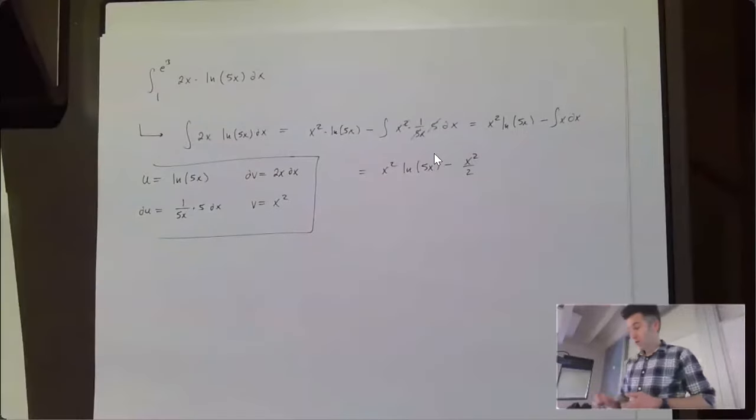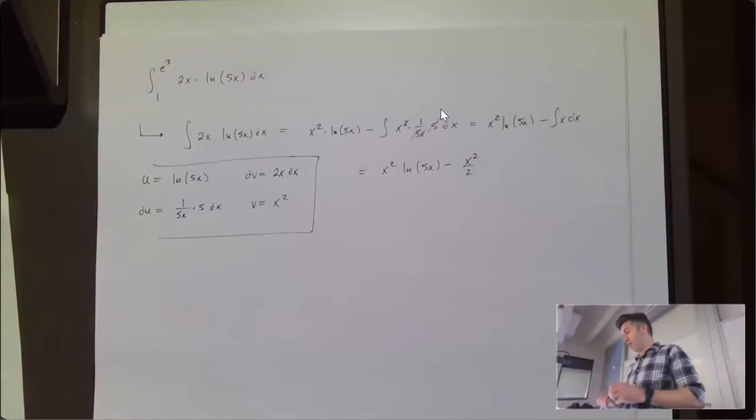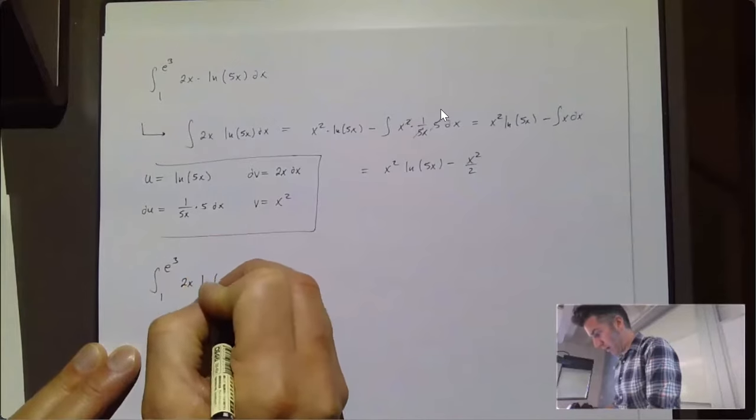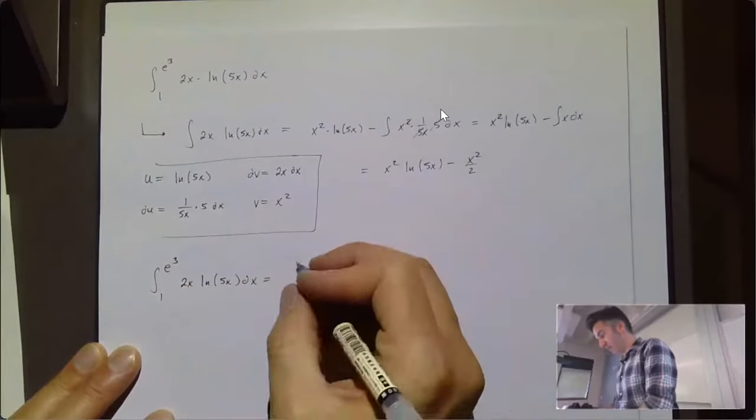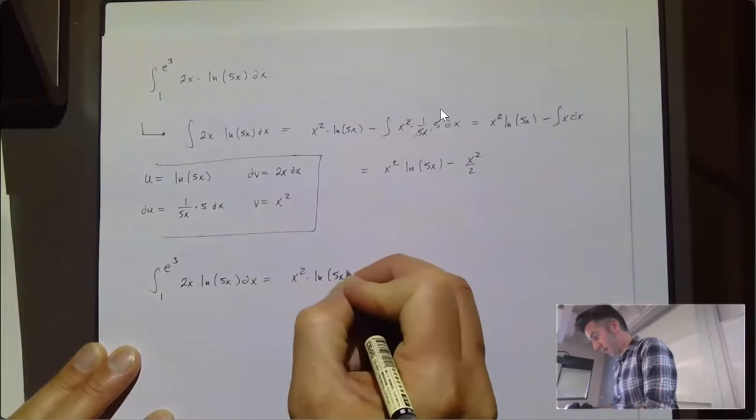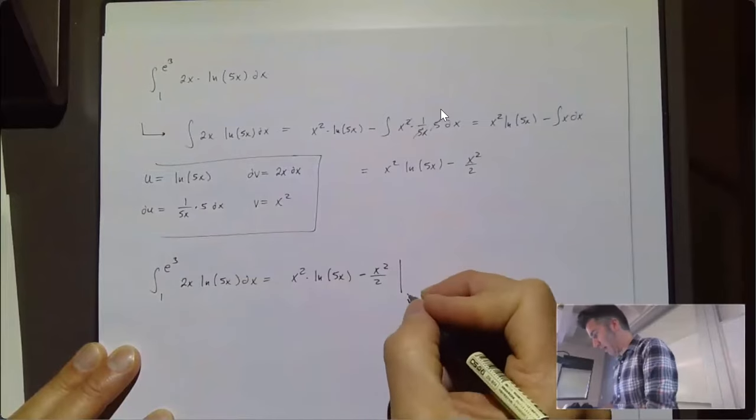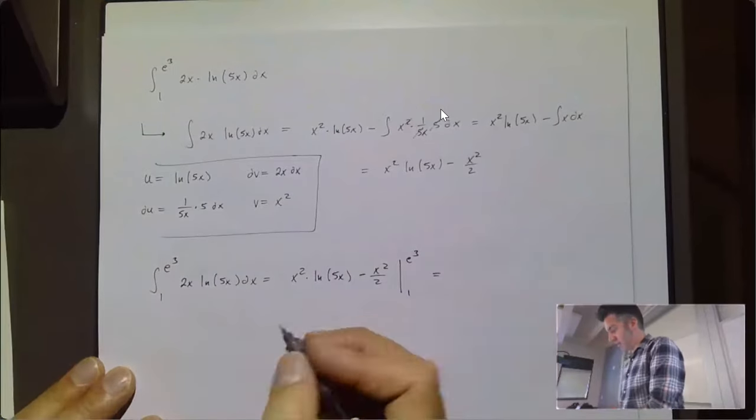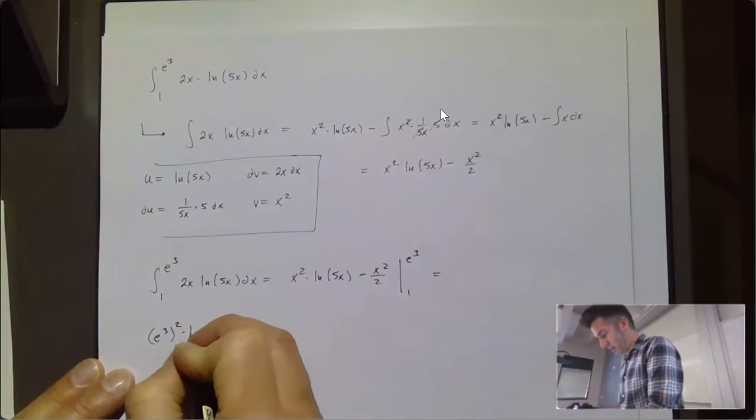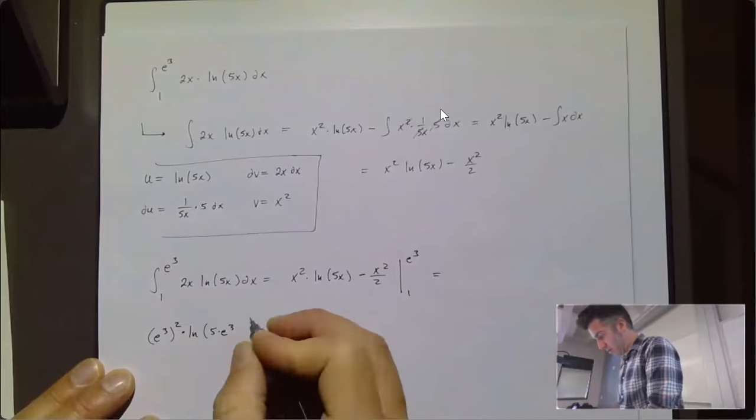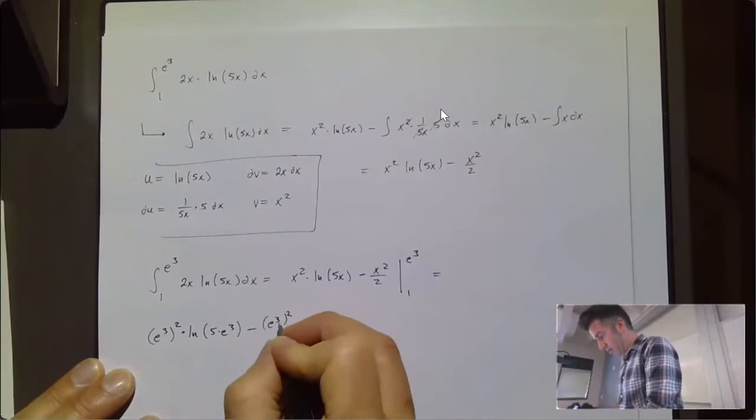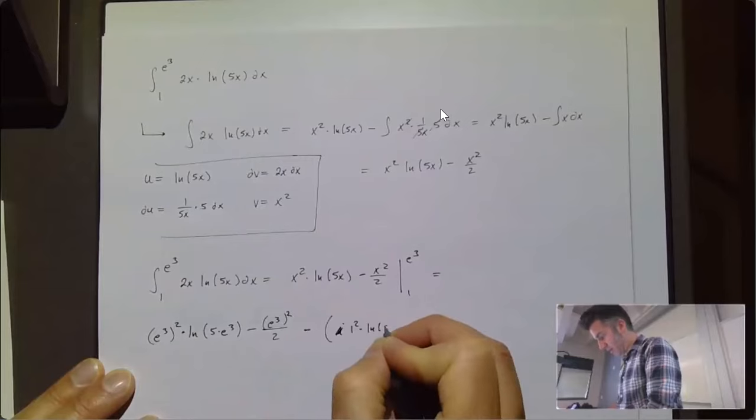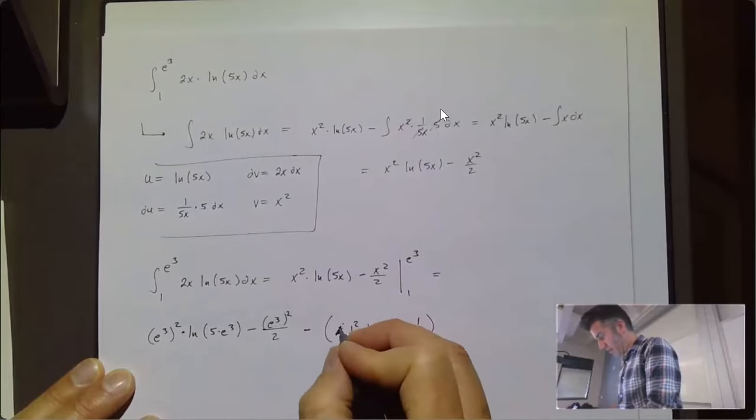Okay, cool. So after I've done the indefinite integral like that, I go back and say, okay, now if I actually want to calculate my definite integral, the integral from 1 to e cubed of 2x natural log of 5x dx, that's going to equal my antiderivative, x squared times the natural log of 5x minus x squared over 2, and then I'm going to plug in my limits of integration from 1 to e cubed. So I'm going to get, it's kind of gross, but it's fine: e cubed squared times the natural log of 5 times e cubed minus e cubed squared over 2, and then minus 1 squared times the natural log of 5 minus 1 over 2. And I would probably just leave it like that.